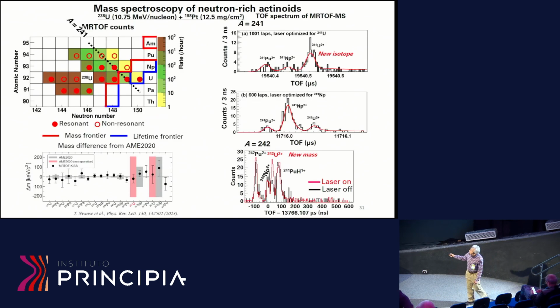Okay, so we have performed the mass spectroscopy of the neutron-rich actinides using a uranium beam impinging on a platinum target. This figure shows the nuclei which we extracted from the multi-neutron transfer reactions and whose masses we measured with the MR-TOF mass spectrograph. This figure shows all the mass data, and we discovered uranium-241 for the first time, and measured the masses of uranium-241 and uranium-242 for the first time, like this.